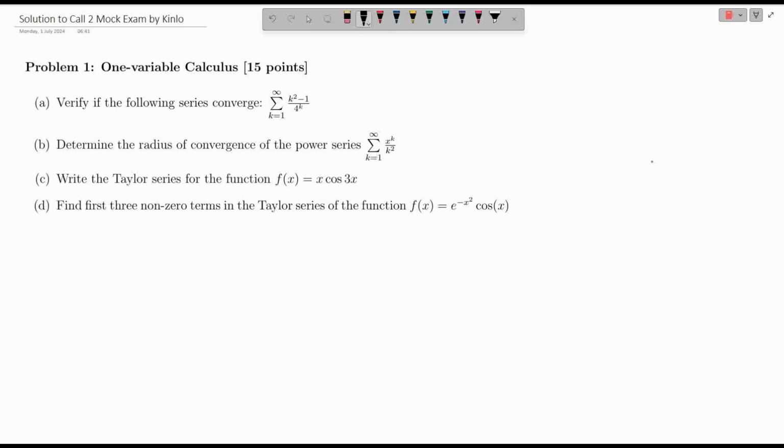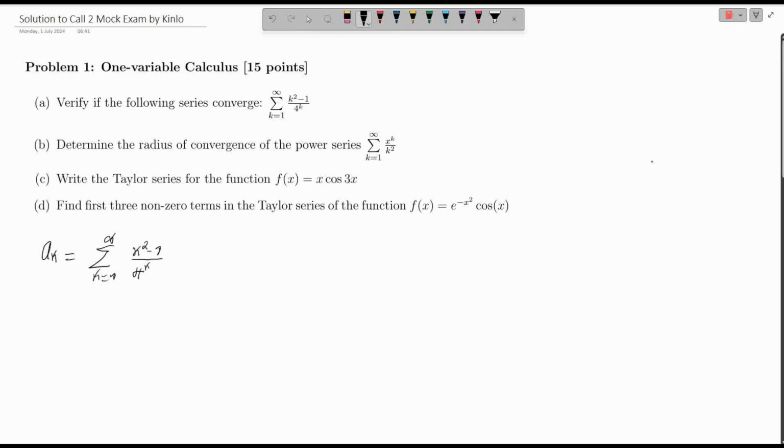In this case our series is given in terms of k, so our definition of this series needs to be in terms of k. What do I mean by that? The first thing we need to do is to define our function. We're going to call our function a_k, and this function is the sum from k equals 1 to infinity of (k squared minus 1) divided by 4 raised to the power k.